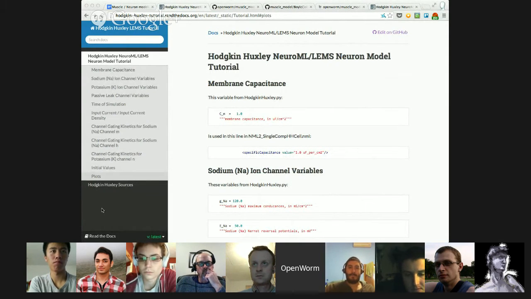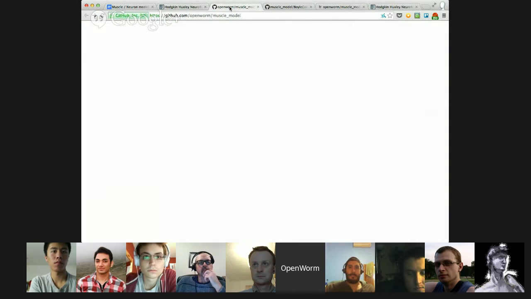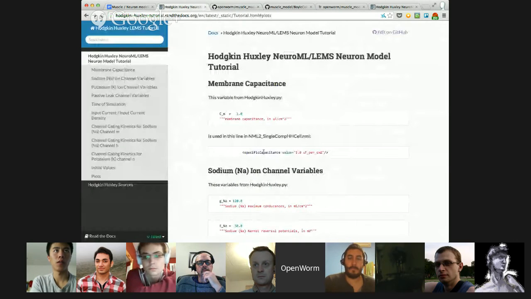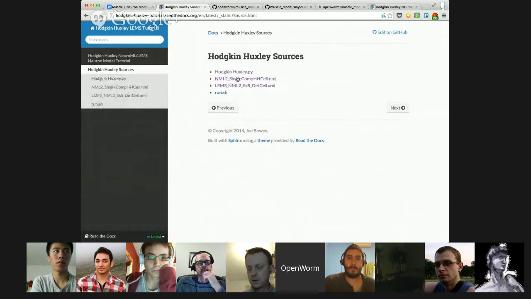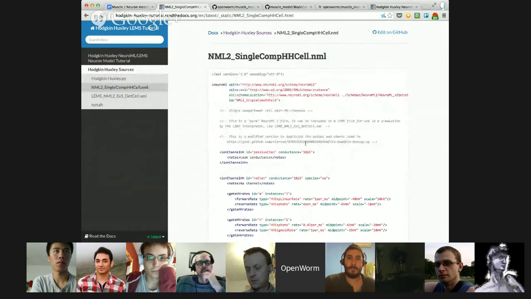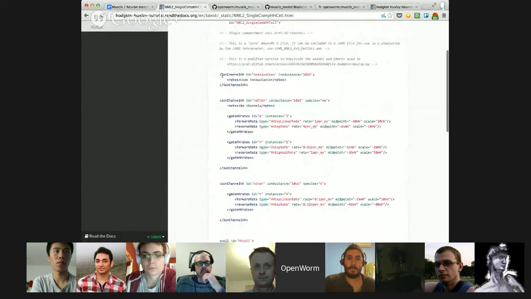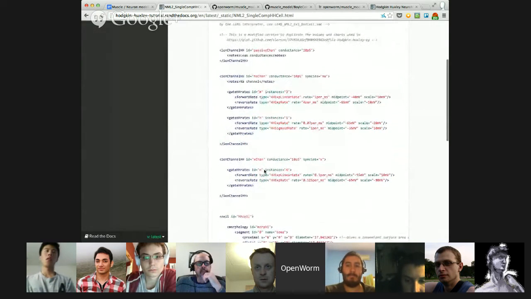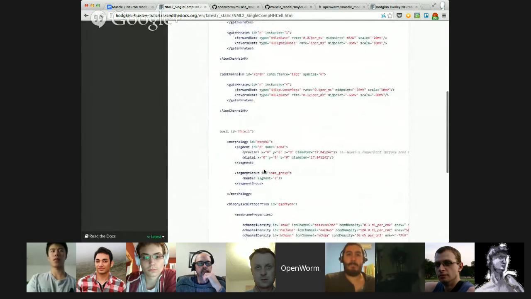Okay, so let me keep going. I think the main thing to understand about the muscle model is that it's essentially a modification of this template of a Hodgkin-Huxley type model. Like this single comp HH cell.nml, you're going to find a lot that's the same when you look into the NeuroML muscle model.